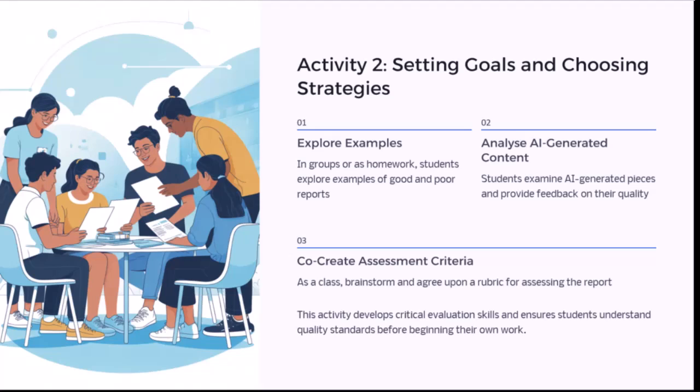As an in-class activity, in groups, or as independent homework tasks, students might have to explore examples of good and poor reports. AI-generated pieces might also be explored. Students then might give feedback on these, and as a class, we might then brainstorm a rubric for assessing the report and agree this. This allows students to set goals or aspirations in terms of what they want the final rubric or assessment to look like, and also a breakdown of different things they need to explore to facilitate strategies that enable them to complete the report.